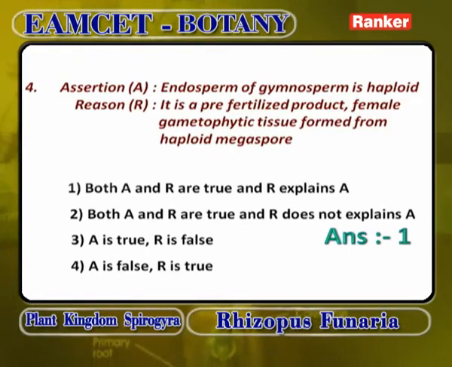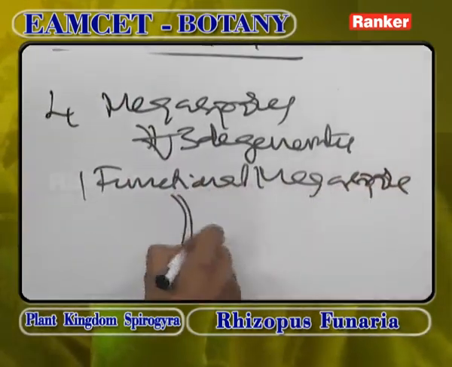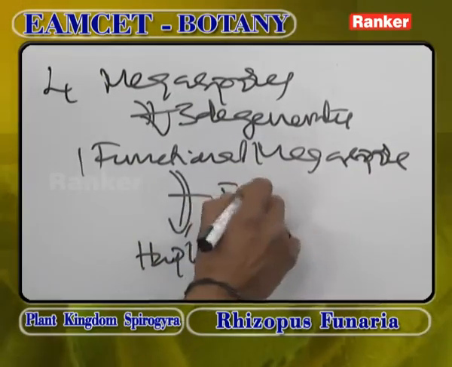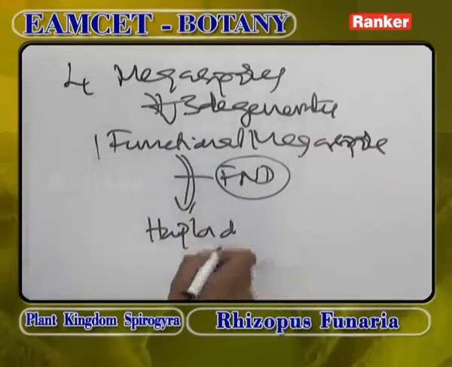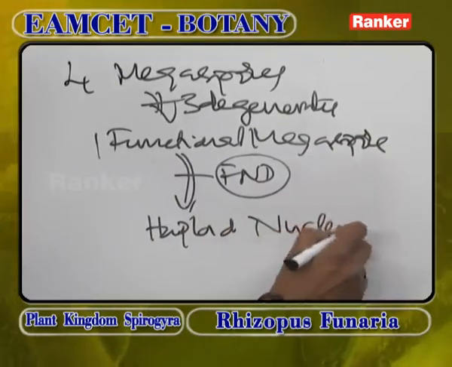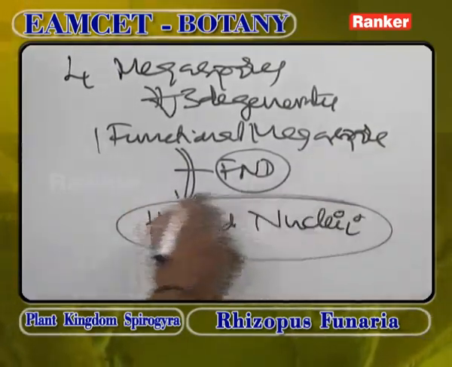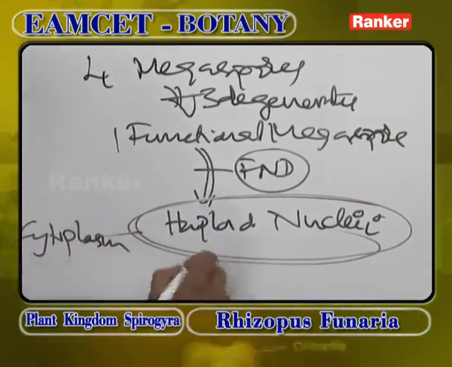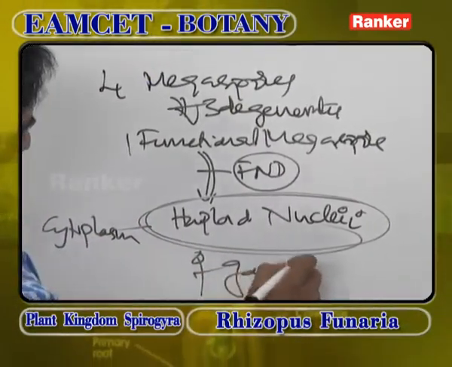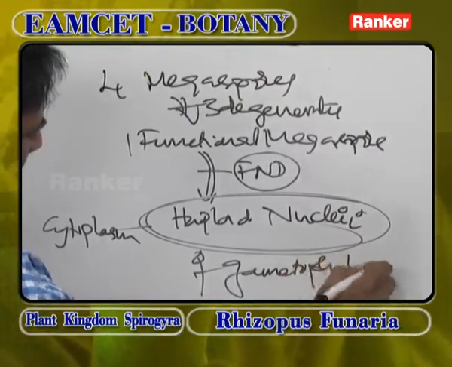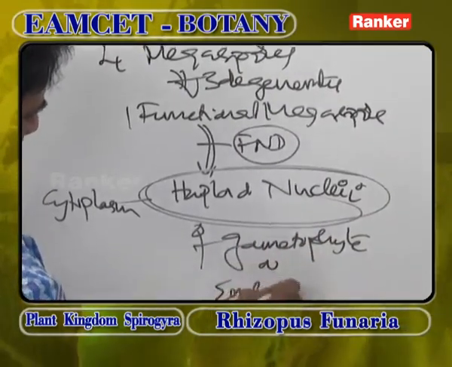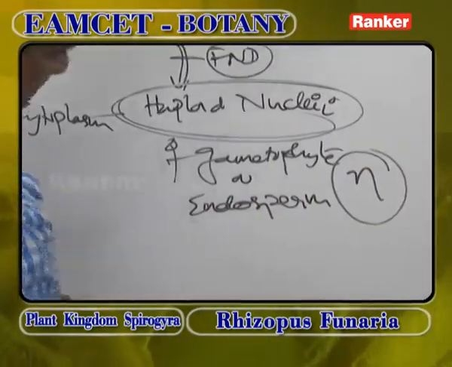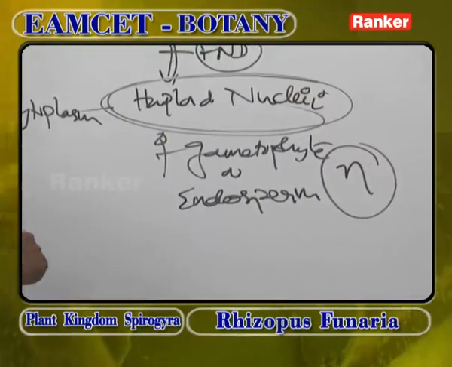This functional megaspore undergoes free nuclear divisions and produces many haploid nuclei. Later these nuclei get surrounded by cytoplasm to form a haploid tissue called the female gametophyte. As the female gametophyte provides food for the developing embryo, it is also called endosperm. So endosperm or female gametophyte in gymnosperms is always haploid.